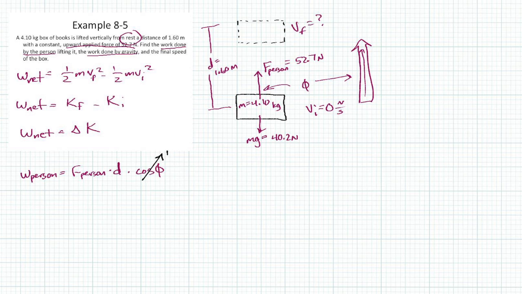Okay, so what does that all equal? What's the force of the person? That's 52.7 newtons times the displacement, which is 1.60 meters, times 1, because that's our cosine of 0 degrees. Multiplied all together, that gives us a work done by the person of 84.3 joules. Great. That's the first part of our answer right there.